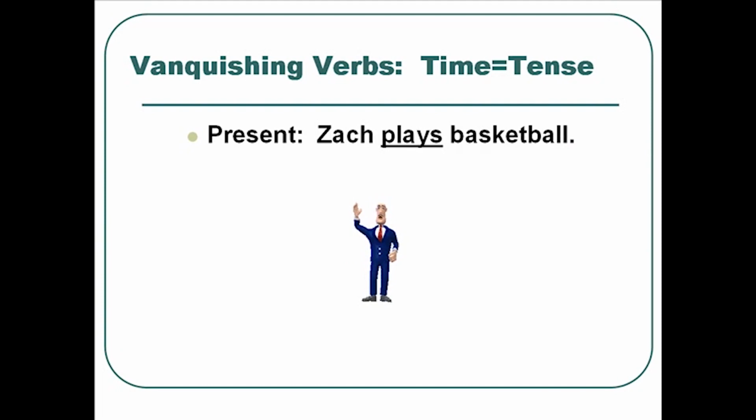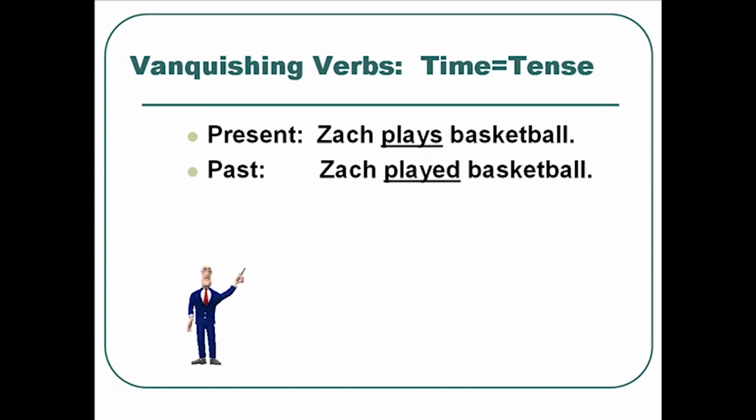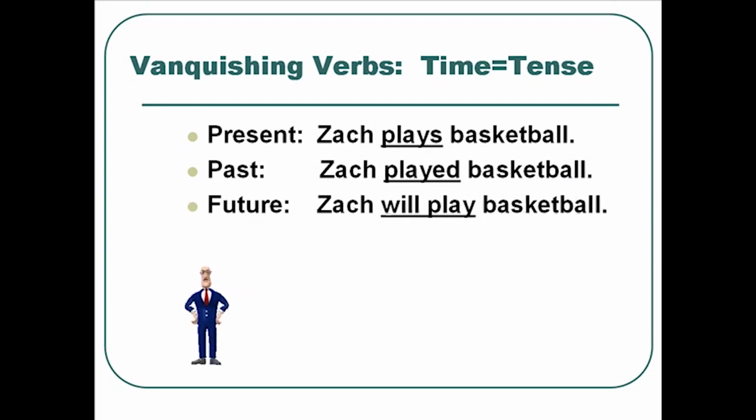Zach plays, present tense, basketball. That is, he plays basketball at the present time. The past tense is contrasted to that. So Zach played basketball, that is, he did it in the past. The future also contrasts with the present. Zach will play basketball. He hasn't already, but he will play basketball.